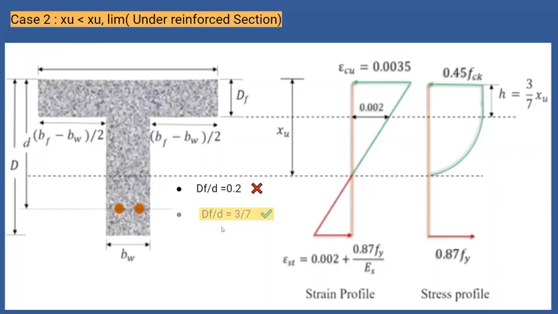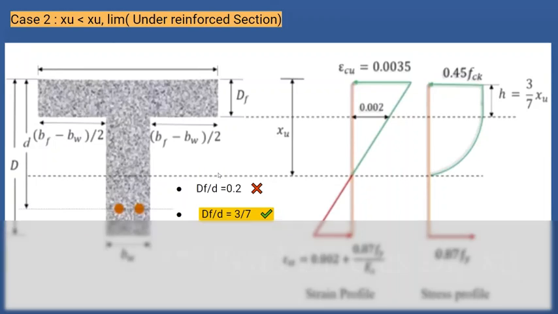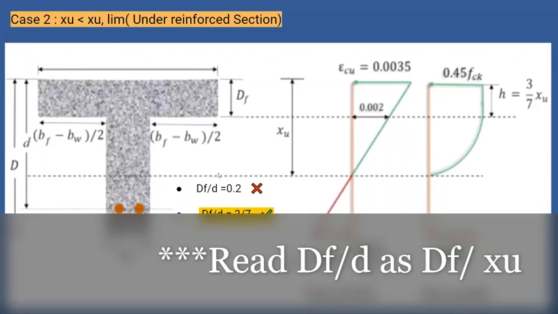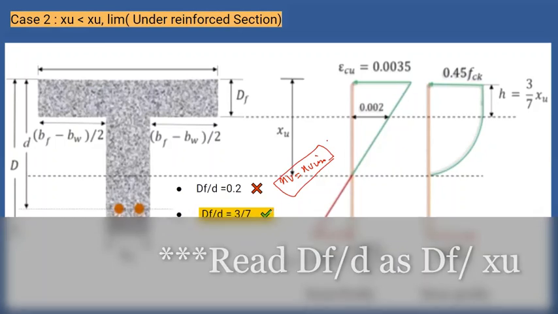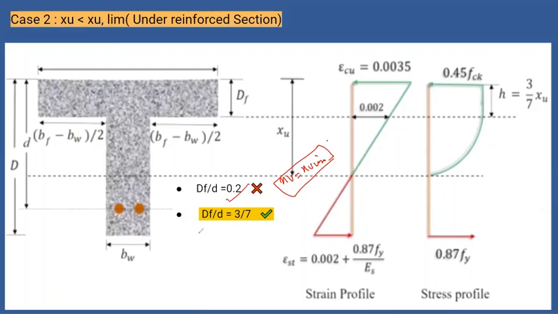ठीक है, it will be 3/7. This is the only difference. ठीक है, जितना if it is DF by D 0.2, it will work only if XU is equal to XU limit, तभी ये वर्क करेगा. That means balance section के लिए यूज करेगा, पर for under reinforced you have to use 3/7. This is for the analysis purpose and nothing else. Okay.